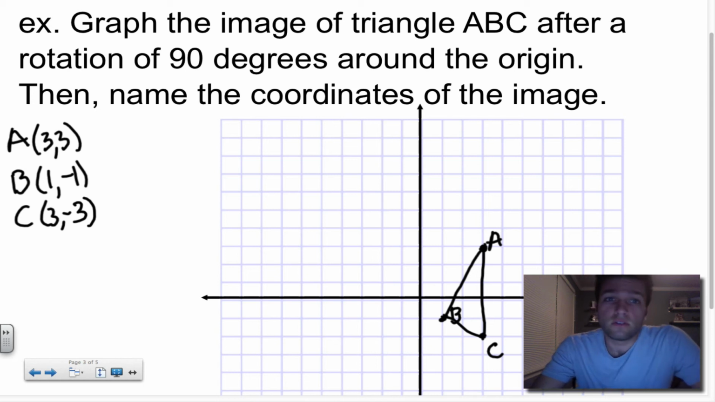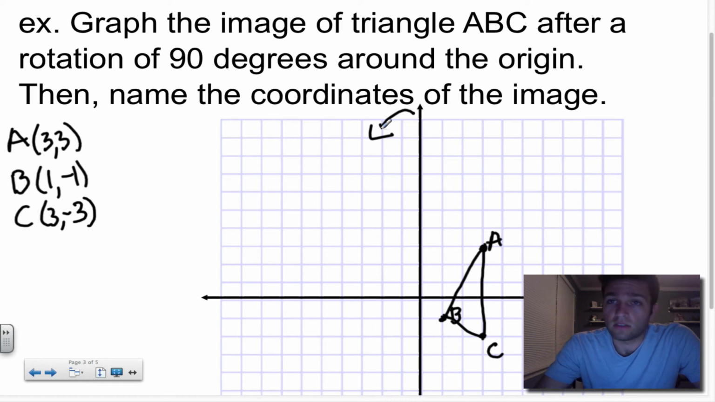Now, to do a rotation, like I already said, first off, everything that we do in here is going to be a counterclockwise rotation. Just to keep it simple, I'm not going to mix it up and say some are clockwise, some are counterclockwise. So everything we're doing is counterclockwise. So that means it's going to move in this direction, okay? Because the clock usually moves this way, we're going to move counterclockwise 90 degrees.